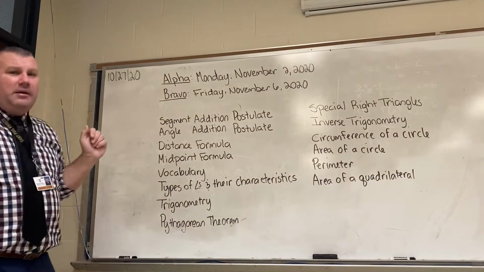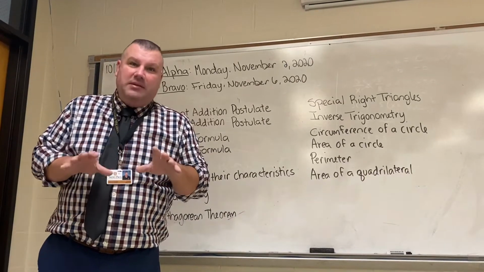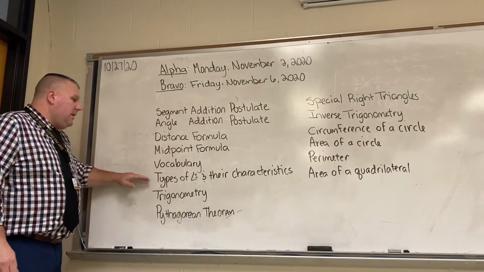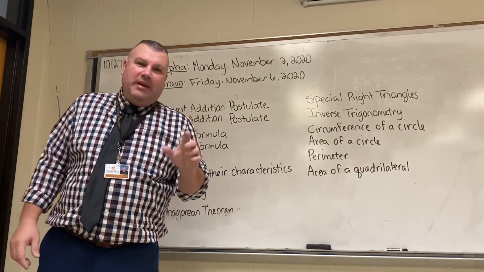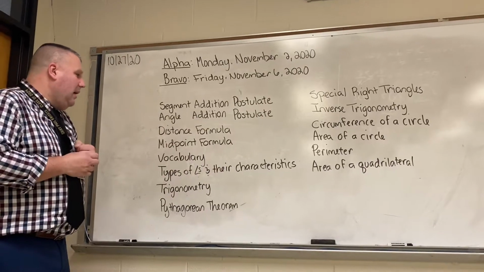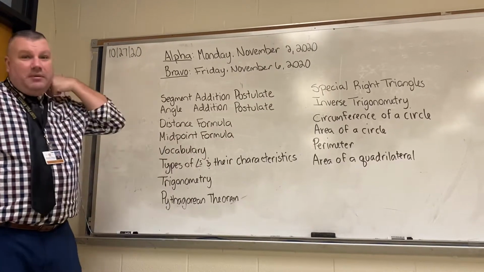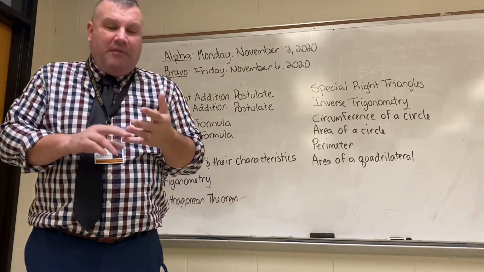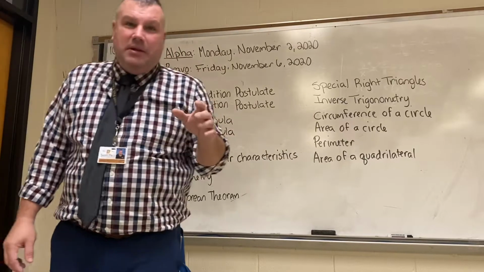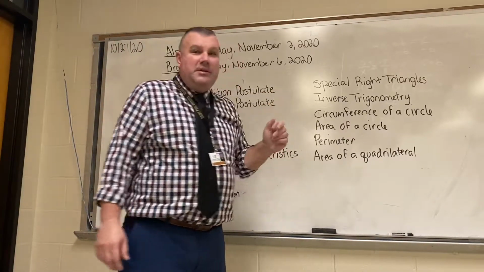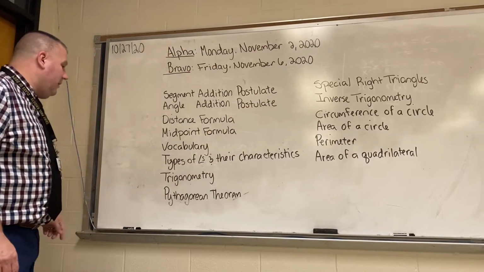Any of the vocabulary from the sections that we've covered, collinear, coplanar, any of that stuff, you need to know it. Okay? Types of angles and their characteristics. Straight, right, obtuse, acute, all those types of angles, you need to know what they are and be able to recognize them. Trigonometry, any of the trig that we learned. Okay? Solving for x, solving for y. The inverse trig, where we need to solve for the angle measurement. Special right triangles, 30, 60, 90, 45, 45, 90. All this information we have covered.